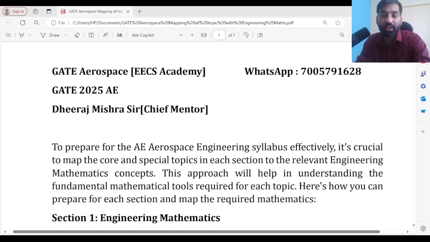I'm just going to tell you the mapping between all the core subjects, all the core topics, along with the mathematics. If you're good at mathematics before you get started with any subject, you can become confident and establish a great understanding of each and every topic given in the GATE syllabus. So let us move ahead. As you can see, this syllabus is a mapping document.